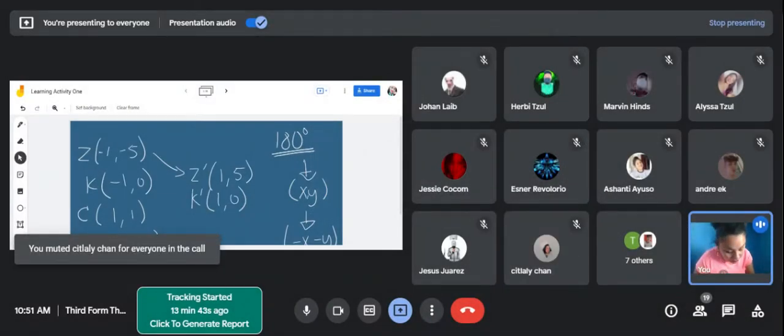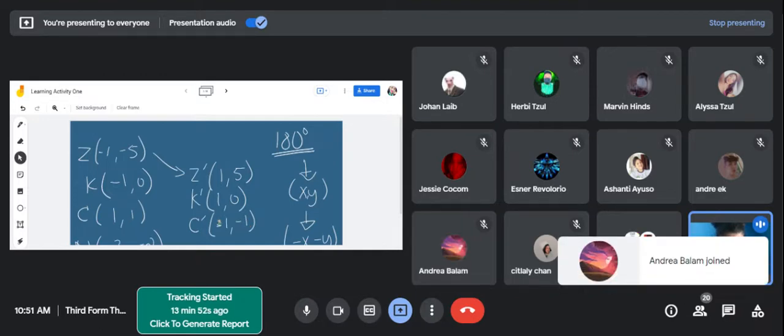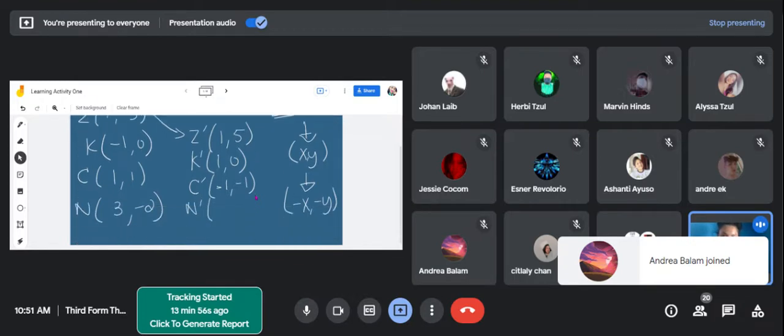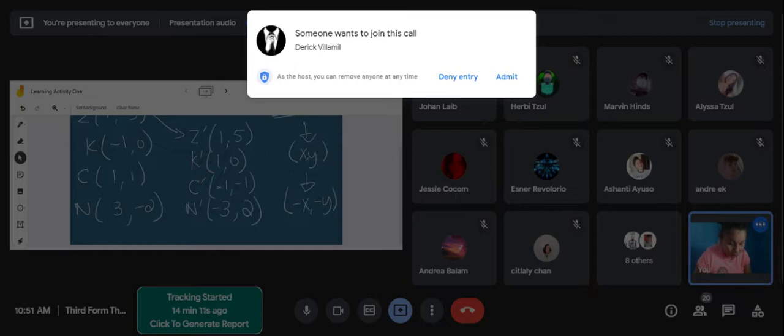I take a look at C. I have C1. The inverse of 1 and 1 is -1 and -1. And then I have N1. I'm not sure you guys can see that right there. And then for N, the inverse of +3 is going to be -3, and the inverse of -2 is going to be +2. So now this is what you guys will need to be writing.